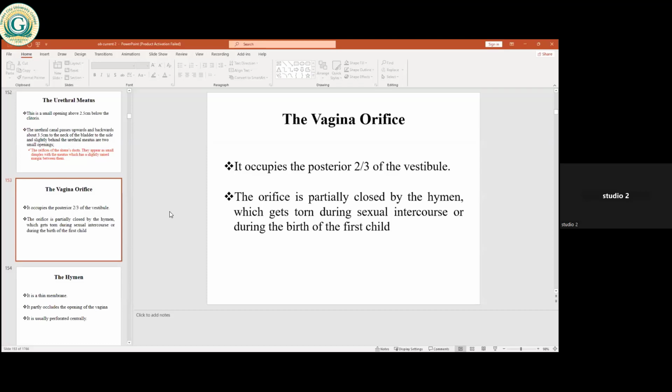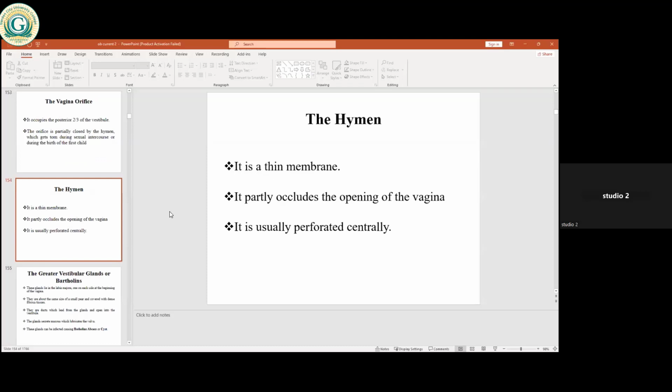It's a thin membrane that partly closes or occludes the opening of the vagina, and it is usually perforated centrally. Usually, when you examine the hymen, one of the problems is that it easily gets infected.